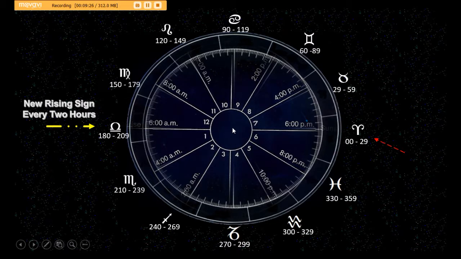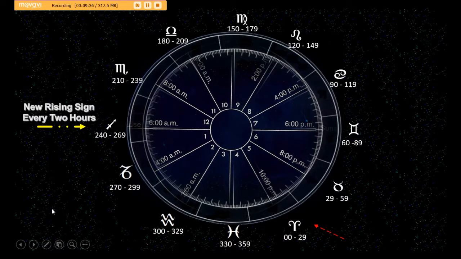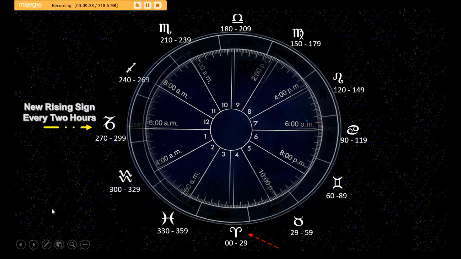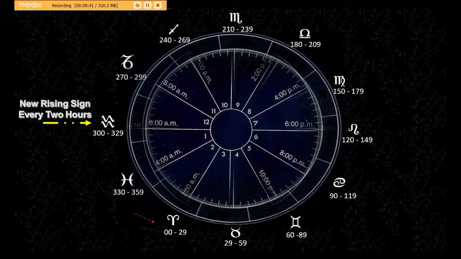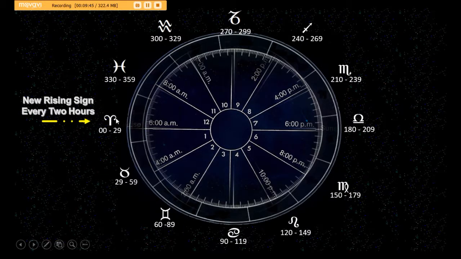Okay, so as we continue, we have Libra rising that next 2 hours. The next 2 hours will be Scorpio. The next 2 hours will be Sagittarius. The next 2 hours will be Capricorn. The next 2 hours will be Aquarius. The next 2 hours will be Pisces, and back to the beginning again from which we started. And these are the hour indications. The longitude points are the hourly positions, or the house cusp positions.